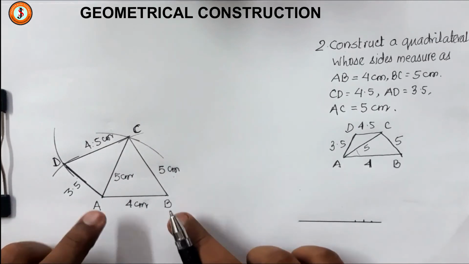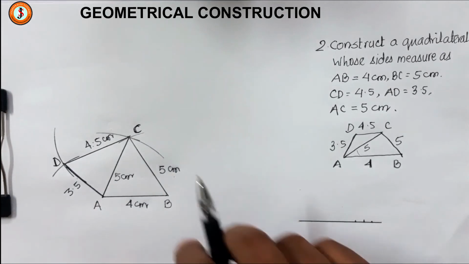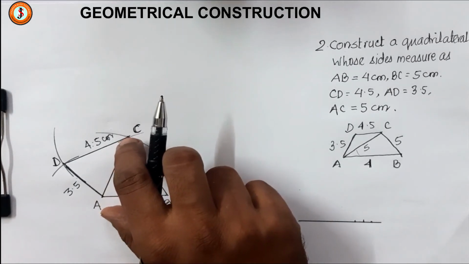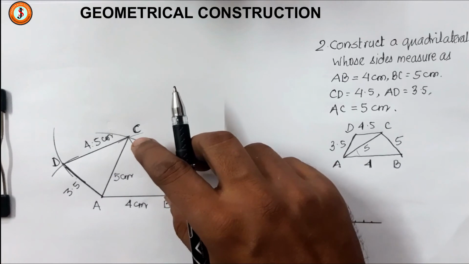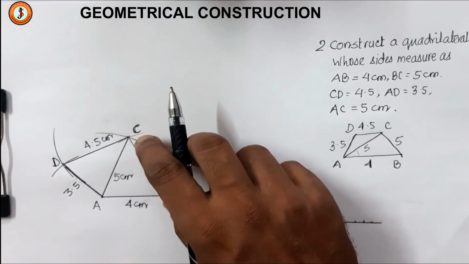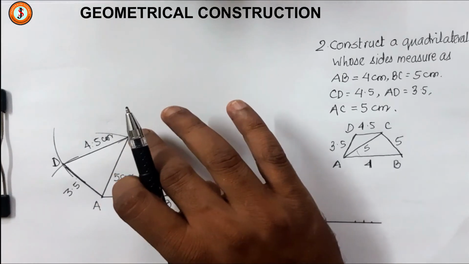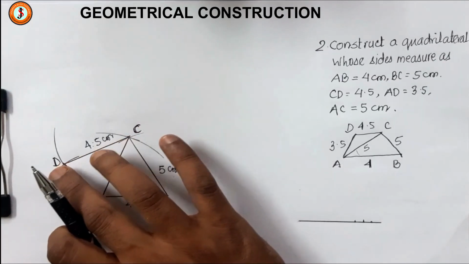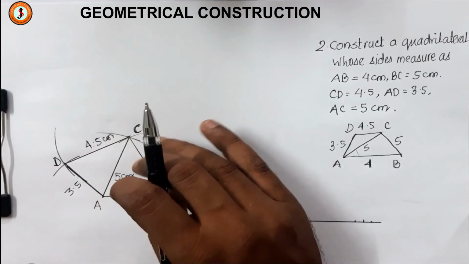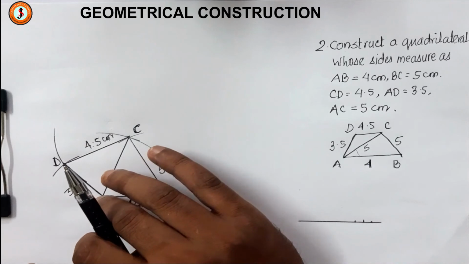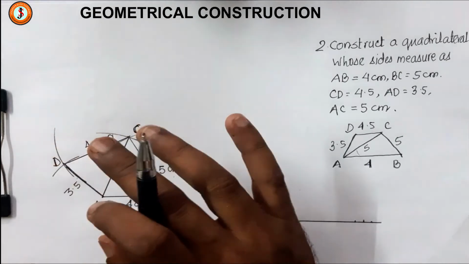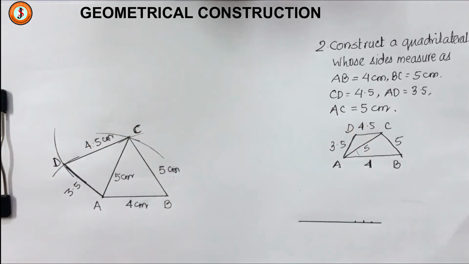Now normally they ask you steps of construction, which I don't know why they ask, but you can write: we take AB as 4 centimeter, then from A we take an arc of 5 centimeter, and from B we take an arc of 5 centimeter. They meet at C. From C we make an arc of 4.5 on the other side of B, and from A we take an arc of 3.5. So ABCD is our required quadrilateral. So this is the first step.